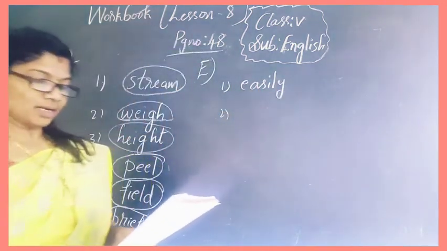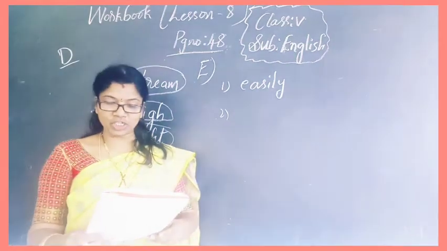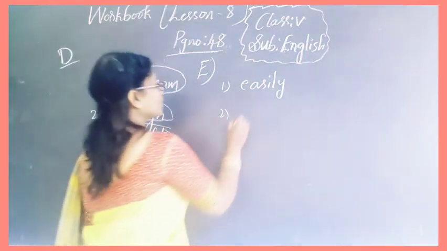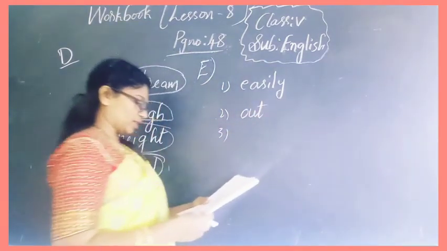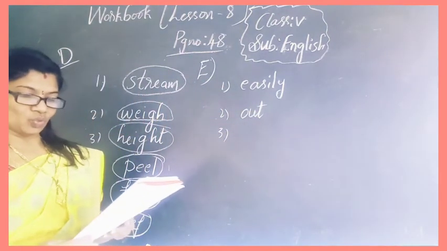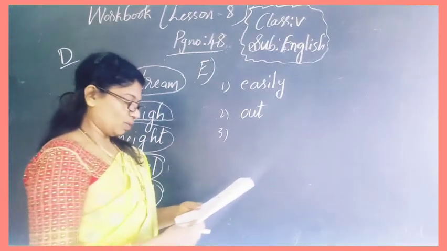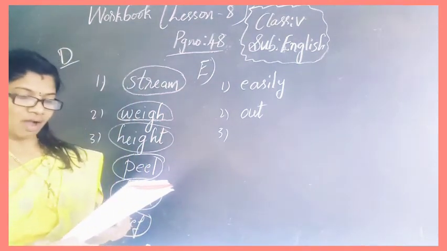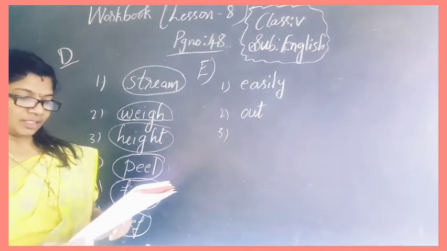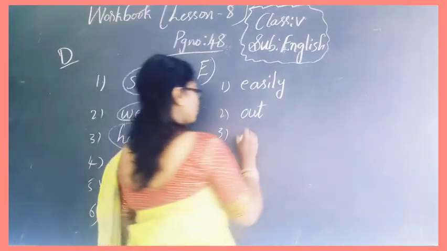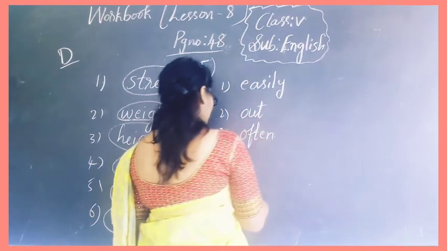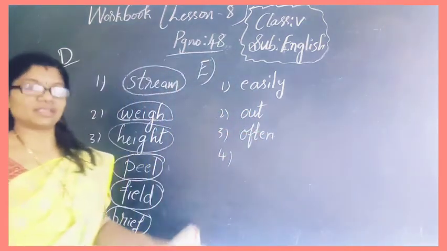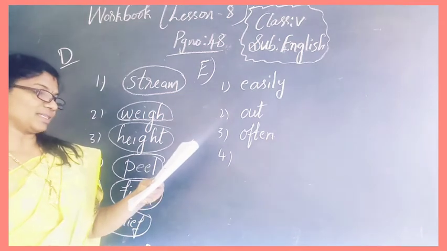Okay. Now second one. Rohan is currently out of work. Inside of work you cannot write. Out of work. He is out of work. We visit Mr. and Mrs. Verma often. Appropriate adverbs like often. We visit often. Otherwise they say we are going to visit, but we visit often.